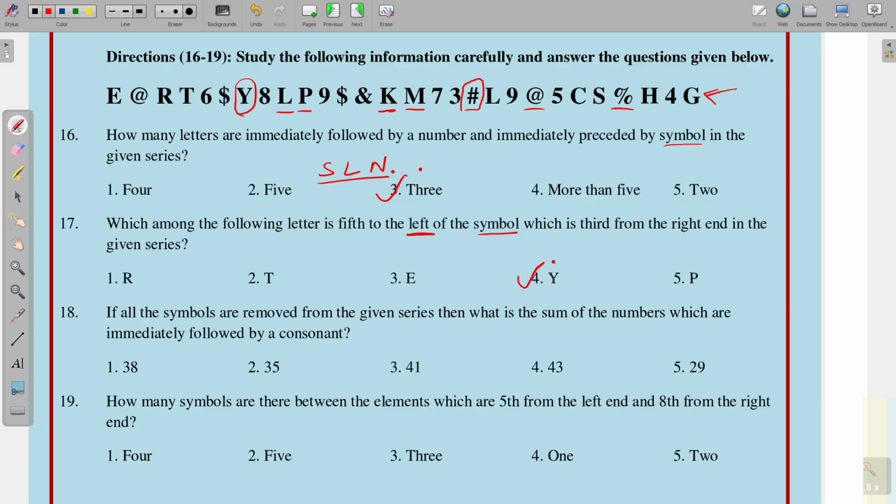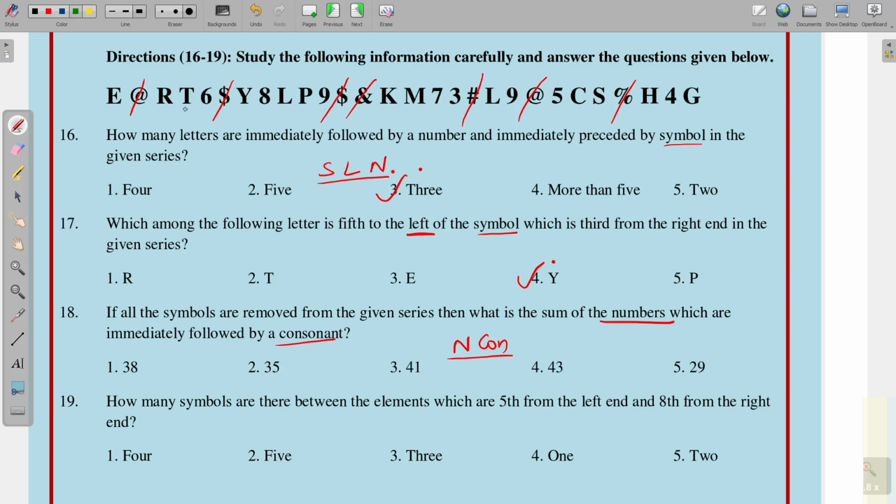Next, if all the symbols are removed from the given series, what is the sum of the numbers which are immediately followed by a consonant? So we need to find numbers which are immediately followed by a consonant. Followed by, in the sense, first a number and next a consonant. So number and consonant. First of all, remove all the symbols. Sum of the numbers which are immediately followed by a consonant. So numbers before consonants.